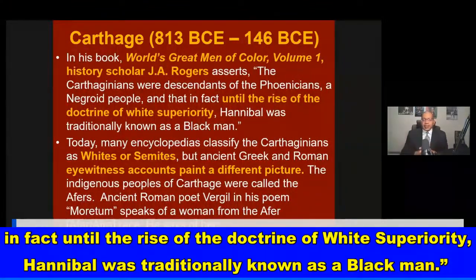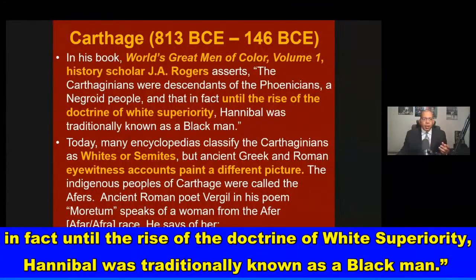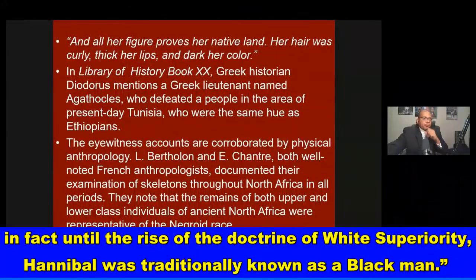Okay, now today, many encyclopedias classify the Carthaginians as whites or Semites, but ancient Greek and Roman eyewitness accounts paint a different picture. The indigenous peoples of Carthage were called the Afers, A-F-E-R-S. Ancient Roman poet Virgil, in his poem Moretum, speaks of a woman from the Afer or Afra race, A-F-R-A, and he says of her, and all her figure proves her native land. Her hair was curly, thick her lips, and dark her color.